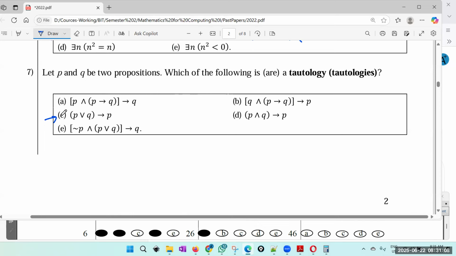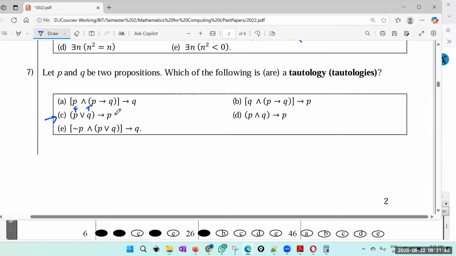Tautology, right? Tautology means for all possibilities, this must be true. Remember, P or Q is true when P is true. Now, when P is true, Q is false. Yes, P is true. But there's a possibility that Q is true and P is false. Right? So can we say that this is correct?